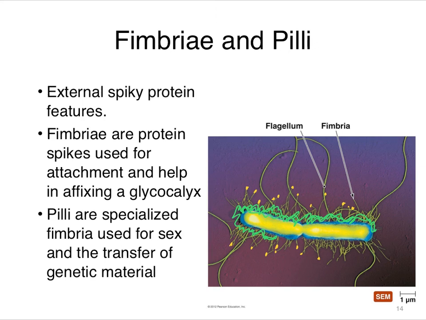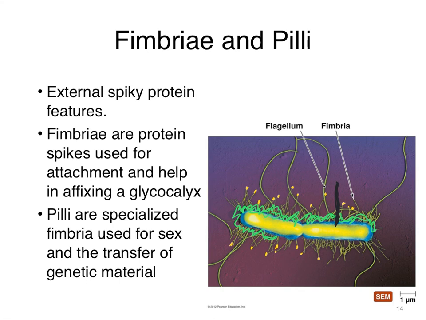Pili are special protein spiky things. They're related to fimbriae, but are very different in terms of their function. They're usually intermediate in length. They're usually going to be longer than a fimbria, but shorter than a flagella. And what they are used for is bacteria sex, basically.